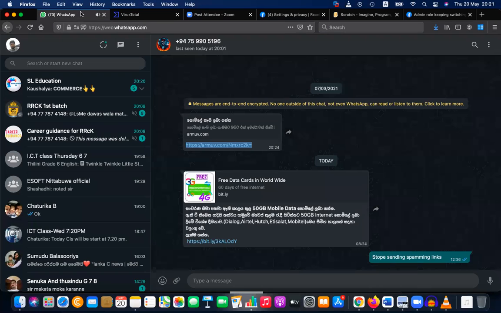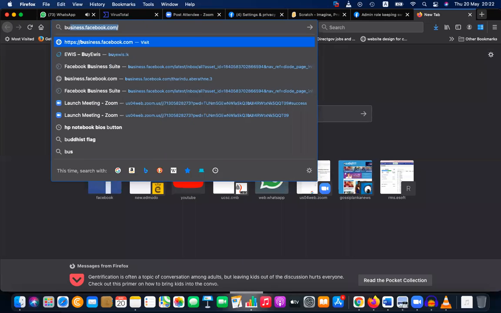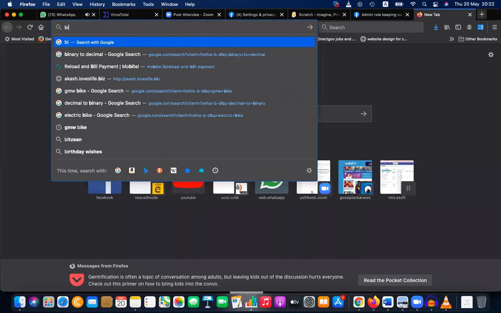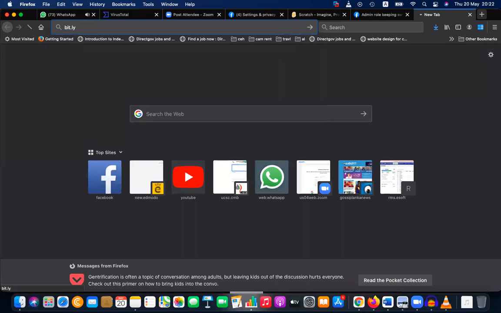But you should know, these links can be regenerated, right? Normally, they are doing that. So this link can also be changed. By going to a website like bit.ly, you can generate another link for this.